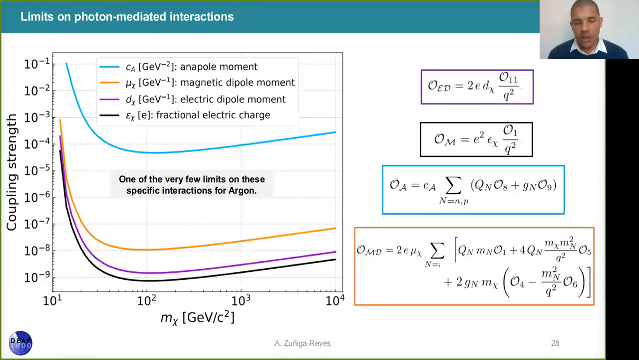Well, regarding the specific interactions, we obtain these limits, but now we constrain the anapole moment coupling, the magnetic dipole, electric dipole, and the Milli charge. This is important because in the literature, we observe that there are very few limits on these specific interactions for an argon target. So it's important that we provide these constraints based on experimental results.